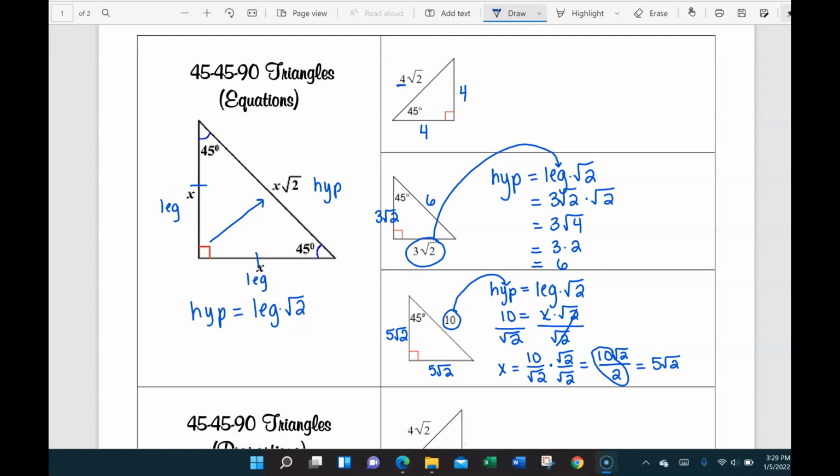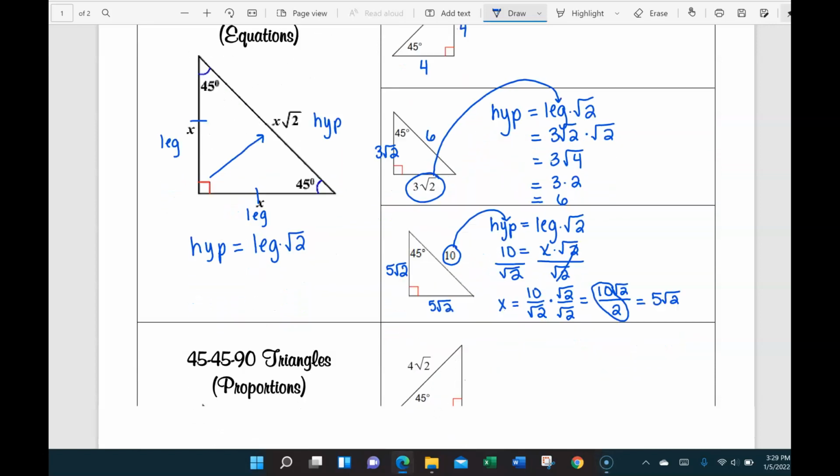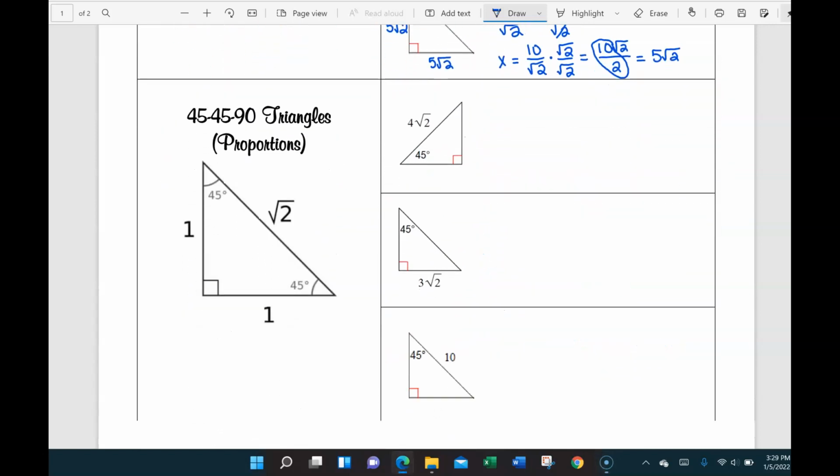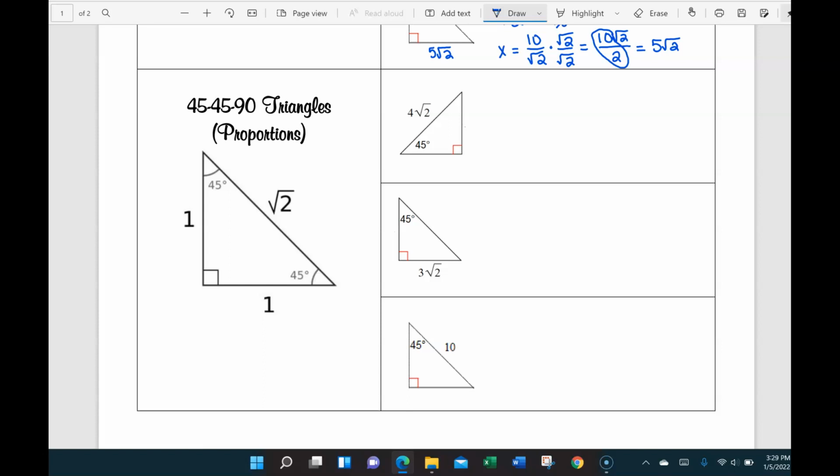So that is how you can solve for missing sides in a 45, 45, 90 triangle using equations. But now let's also look at a second way where we can use proportions. In order to use proportions, we need to understand that if we're looking at only 45, 45, 90 triangles, that means that all of those triangles, as long as the angle measures are 45, 45, 90, every triangle I'm given, they're all going to be similar to each other because of the angle-angle similarity postulate.